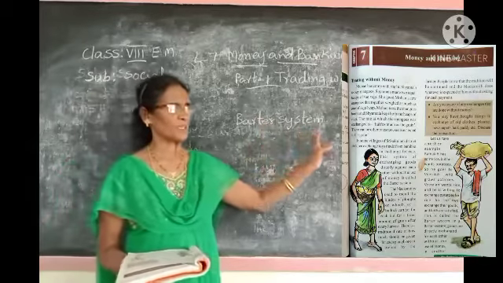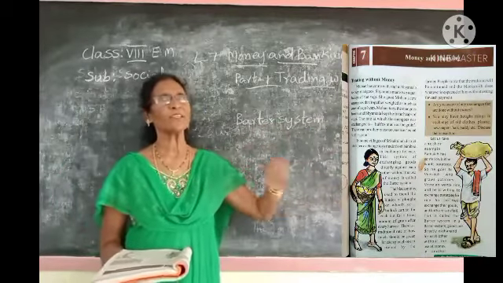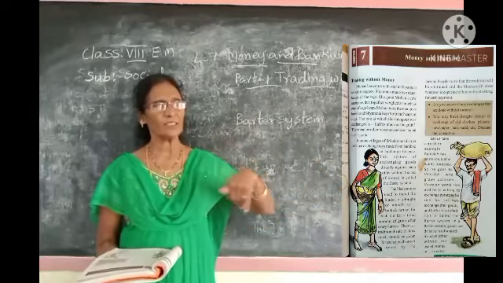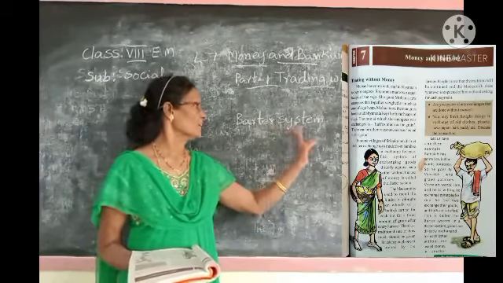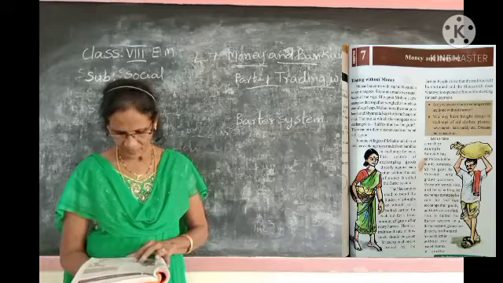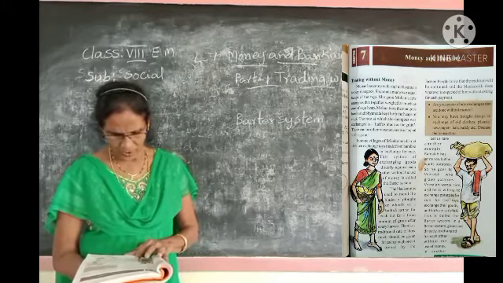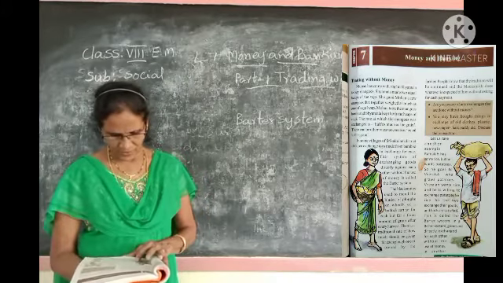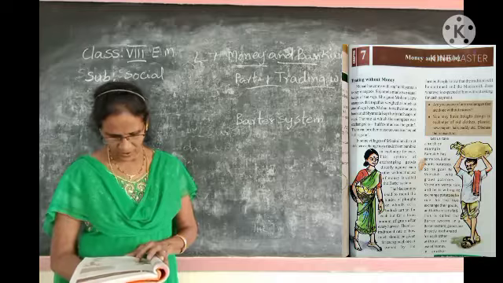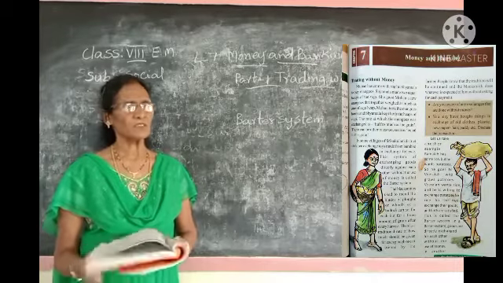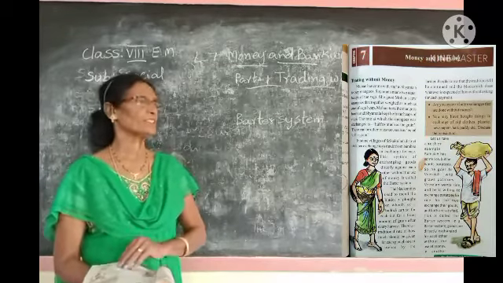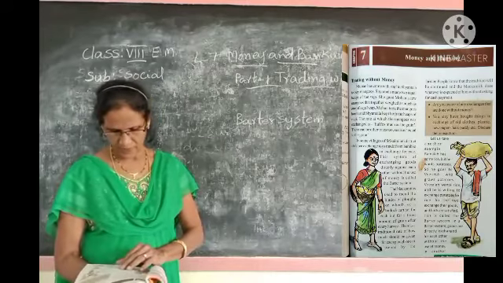This is called a barter system. దాన్ని మనం ఏమంటామంటే exchange of things with other things. In barter system, goods are directly exchanged for each other without the use of money. Without the use of money, they are exchanging their goods with each other.